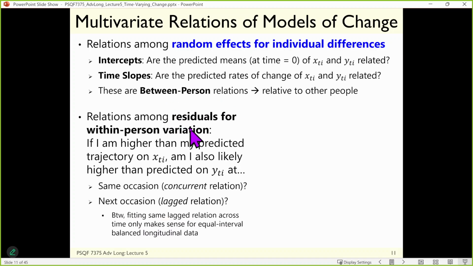The other part of it, though, and this part I think originally was less interesting and lately has become a lot more interesting as people have figured out cool things to do with it, is relations among the residuals for within person variation.